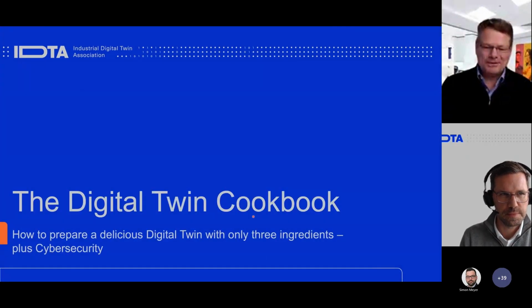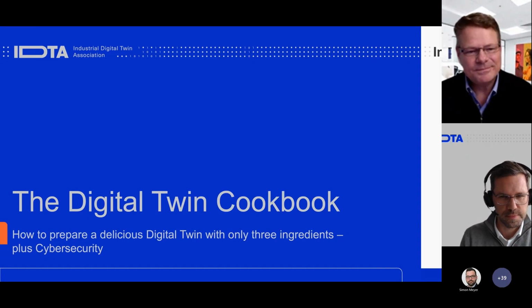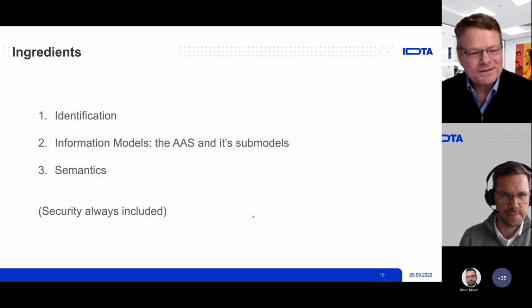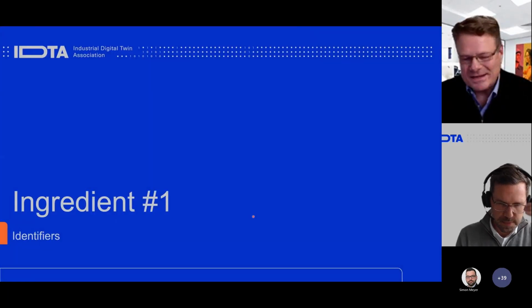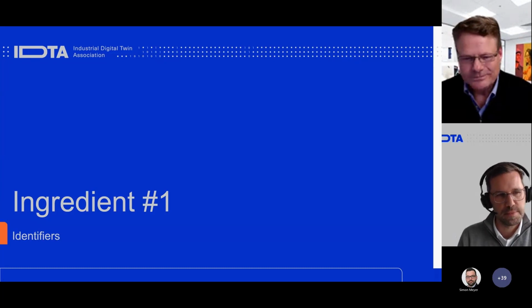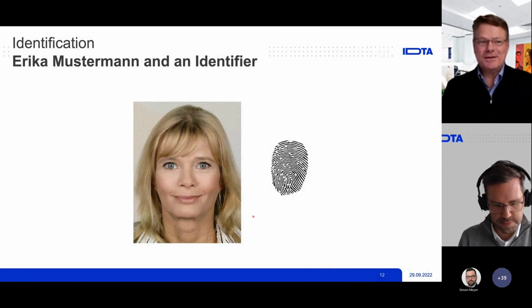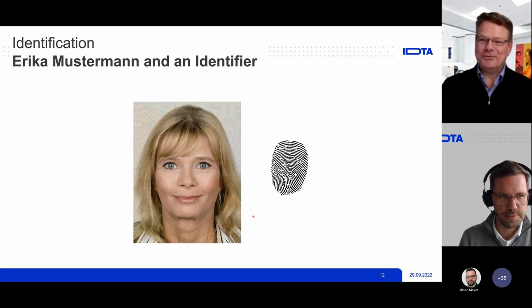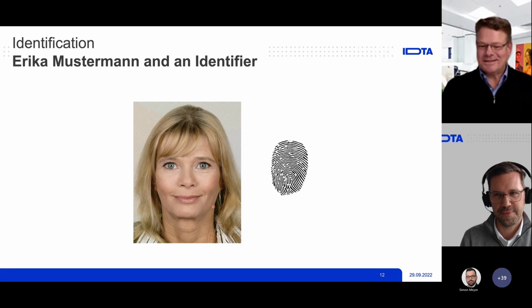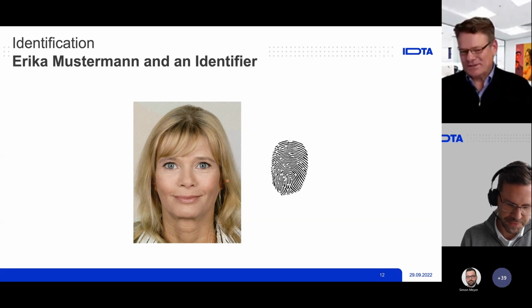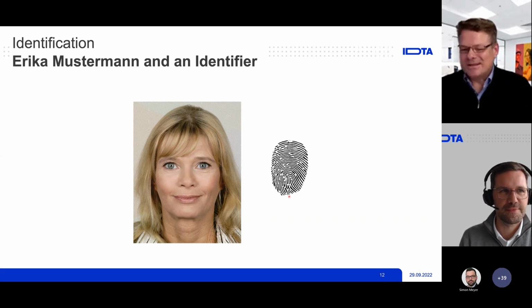So how do we cook our digital twins with only 3 ingredients? Let's look at these ingredients. So this is the list of ingredients. First ingredient is identifiers or identification. People in Germany might know Erika Mustermann. She is the virtual person around the ID cards and passports. So let's assume she's a real person. And she has an identifier. In a criminal context, this would be, for example, a fingerprint.